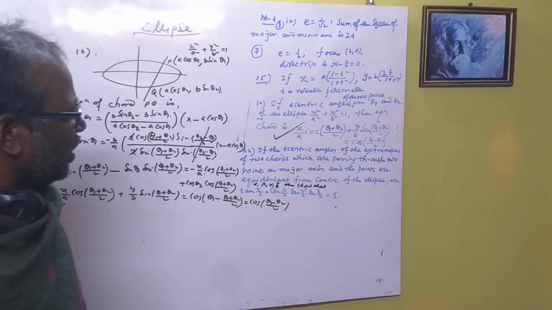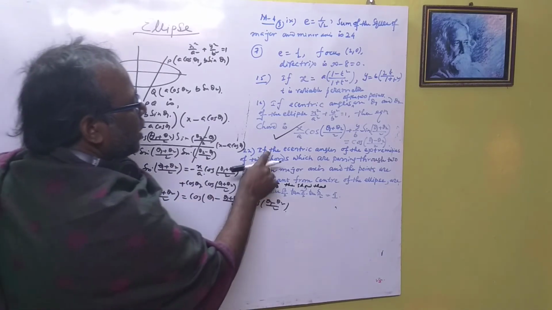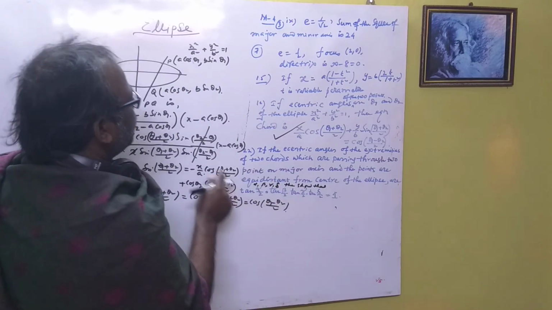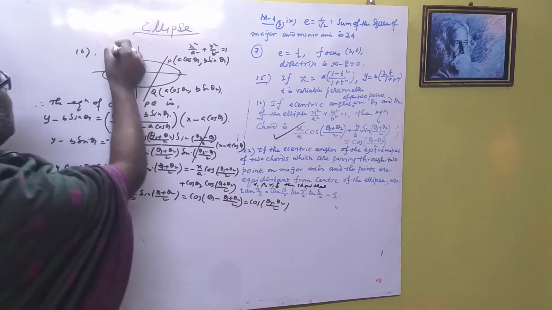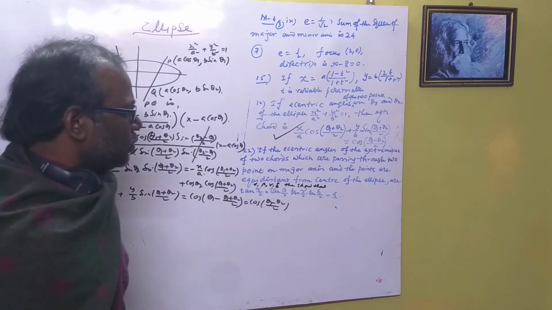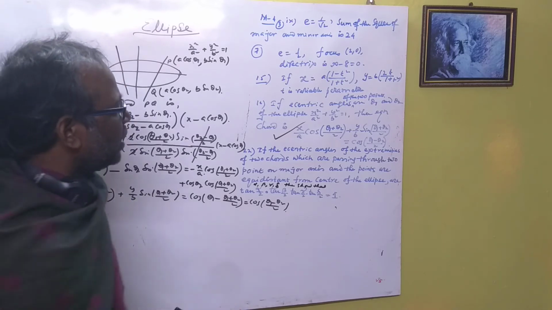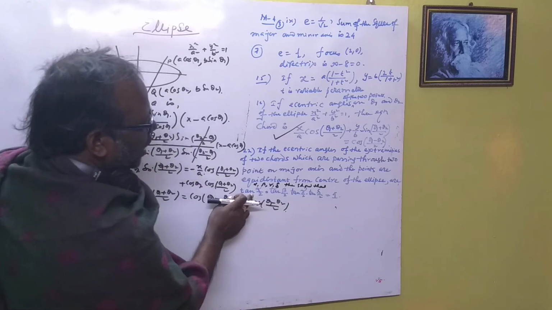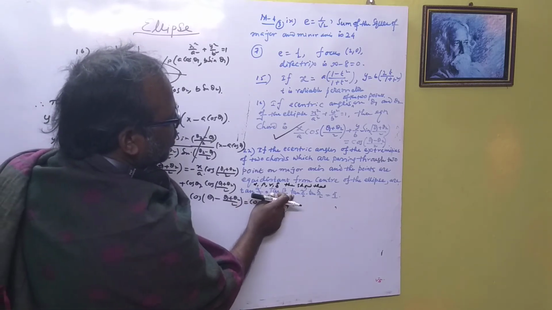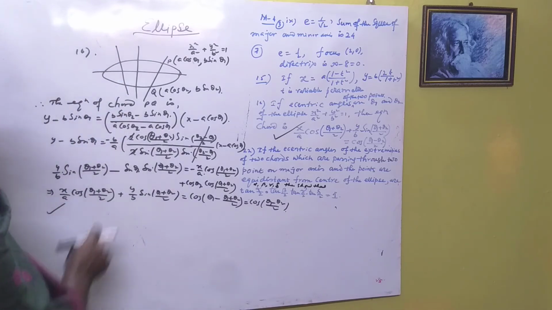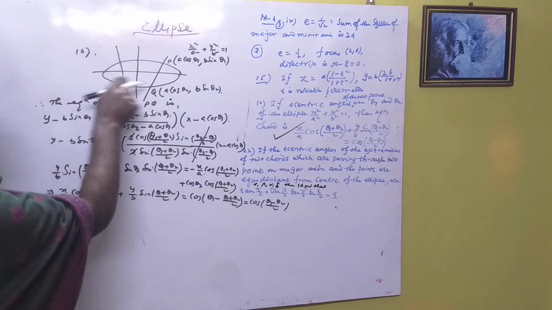See carefully, this is a very important question. If the eccentric angles of the extremities of the two chords are given, for question number 22, where the four eccentric angles are alpha, beta, gamma, delta, we have to show that tan(alpha/2) tan(beta/2) tan(gamma/2) tan(delta/2) equals 1, and it is given that this chord is equidistant from the center.